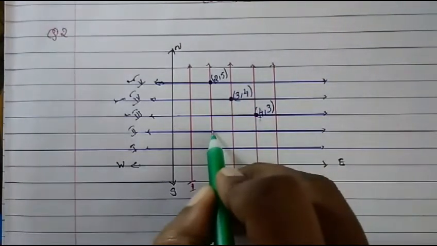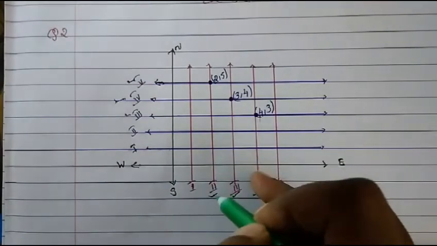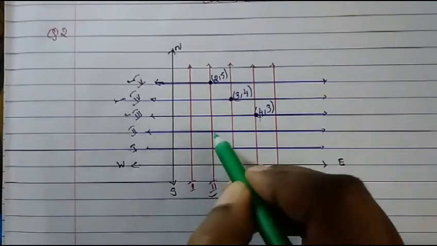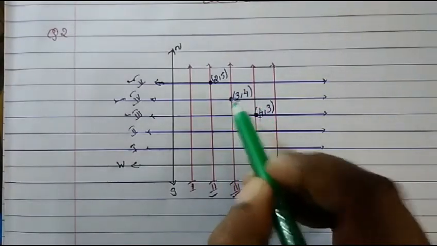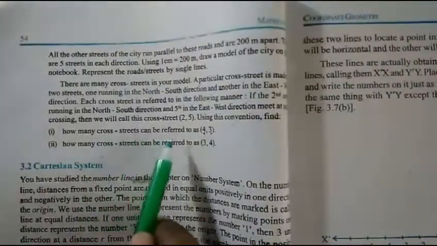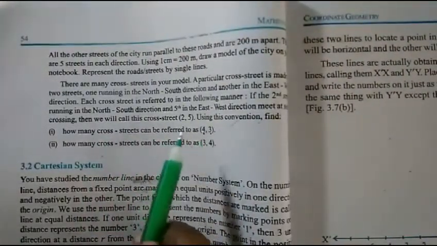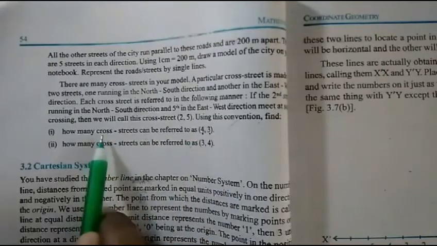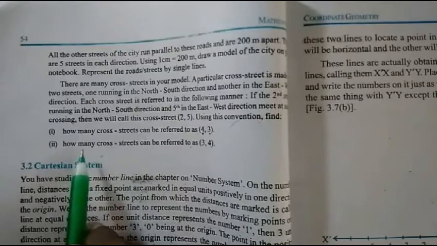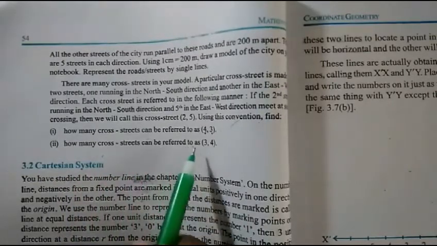If you take anywhere else, if you see here, this will be from here 2 and from this direction 2 it is. So there is only 1 3, 4. So your answer for the second question: how many cross streets can be referred to as 4, 3? There is only 1 cross street that can be referred to as 4, 3. For this also you have to write, there is only 1 cross street that can be referred to as 3, 4. So that's the answer.